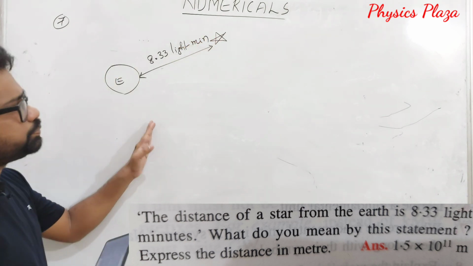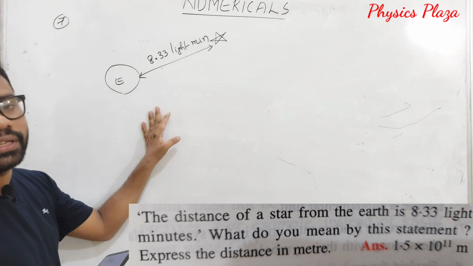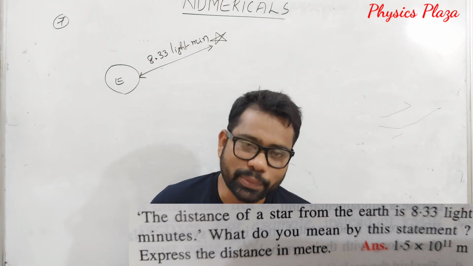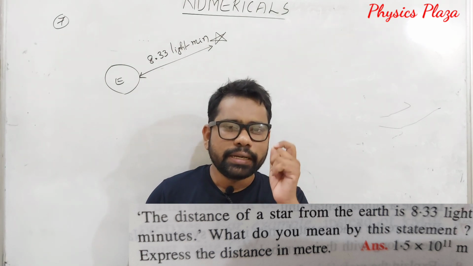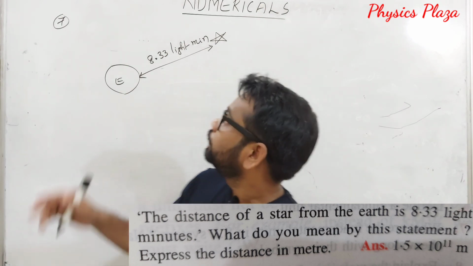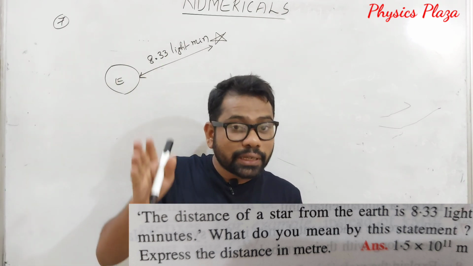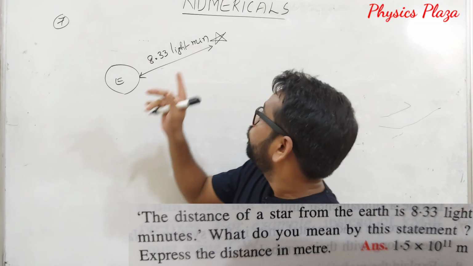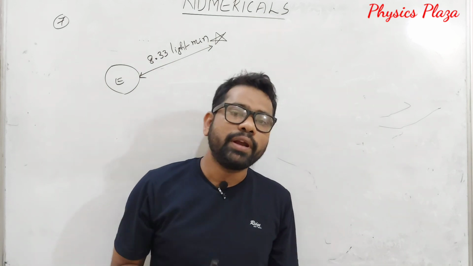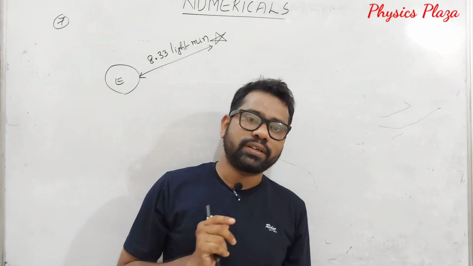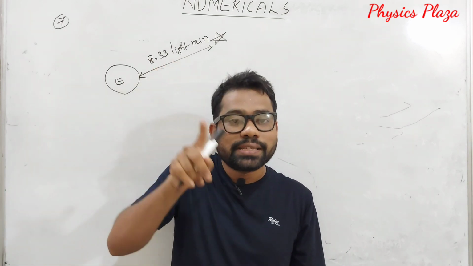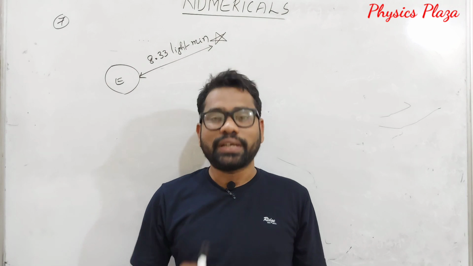First of all, let us see what the meaning of this actually is. Children, let us recall. You may get confused: sir, we already heard about light year, what is this light minute? Light year is the distance traveled by light through vacuum in 1 year. Whereas light minute means the distance covered by light in 1 minute. So that is the actual meaning.